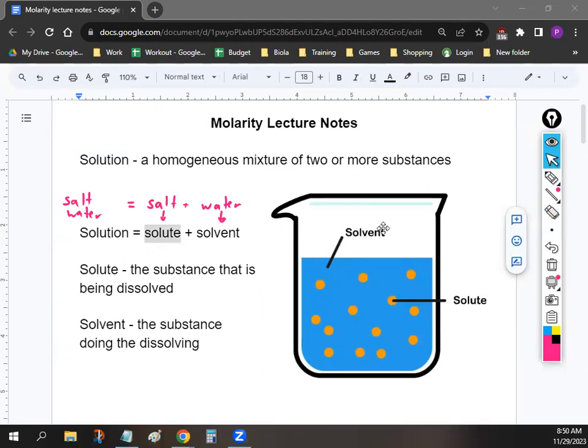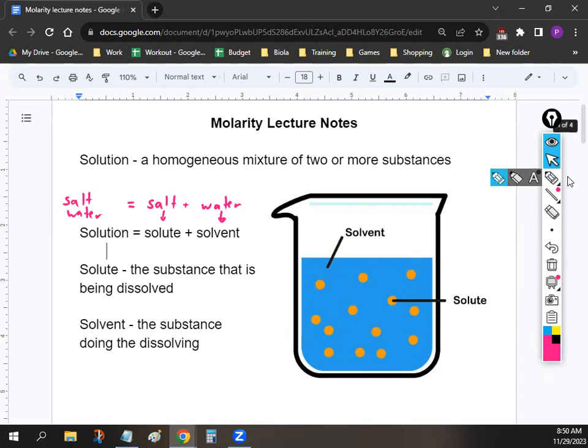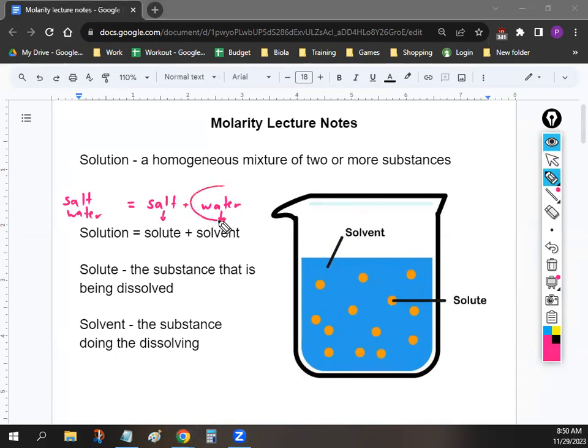Solution is whatever the mixture is. Solute is what's getting dissolved. And the solvent is whatever you have more of, whatever's doing the dissolving. And for our unit, the solvent will 99.9% of the time just be water, okay? So it's usually when we're dissolving a chemical inside of water. All right, so let's move on from those definitions. So let's talk about molarity now.